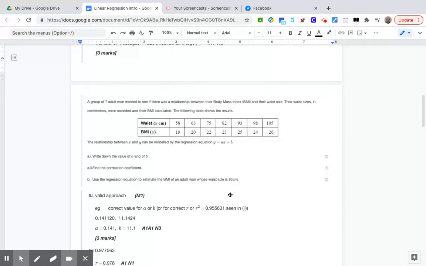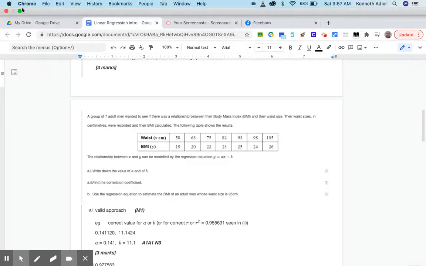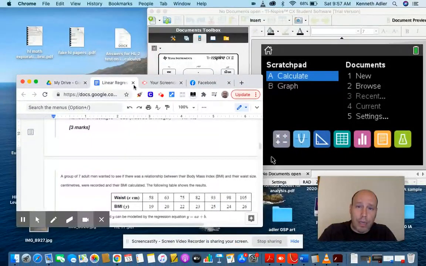A group of 7 adult men wanted to see if there was a relationship between their body mass and their waist size. Their waist size in centimeters was recorded and their BMI calculated. The following table shows the results. Okay, we're not going to answer these questions, the A and B, correlation coefficient. We'll get to that. I just want to get this information into the computer.